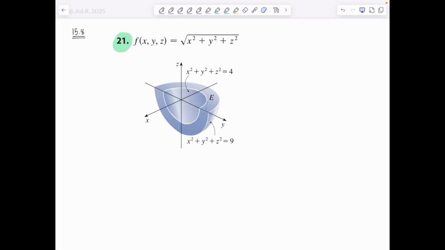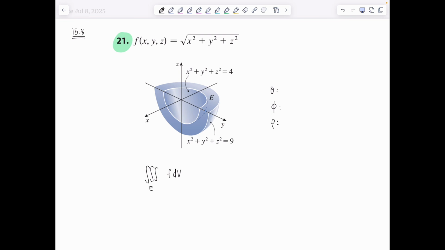Express the triple integral of f dV as an iterated integral in spherical coordinates for the given function and solid region. Okay, so here we go. We need limits for theta, phi, and rho.